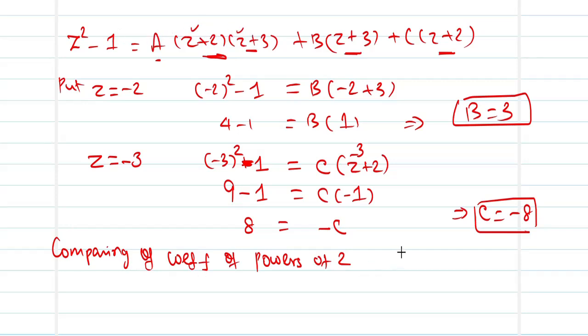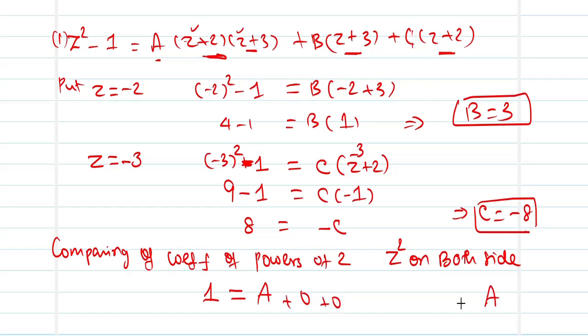Okay, so when I compare z square on both sides, what is the coefficient of z square over here? It is going to be equal to 1. So 1 is equal to z square's coefficient over here, which is going to be a. Does b have a z square? No, so this becomes 0. Does c have a z square? No, so this becomes 0. Hence I have the value of a to be equal to 1. So I have estimated all the three constants a, b and c.